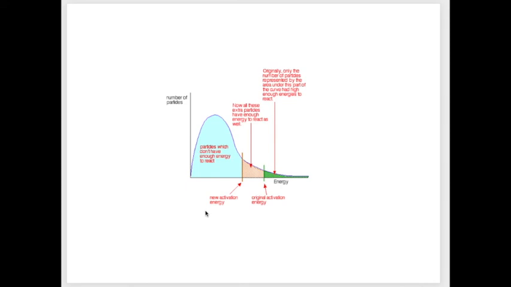This new activation energy is with a catalyst. So now you see that the catalyst has shifted the energy threshold down, lowered the activation energy. Now, of course, we have more particles. All of these particles have sufficient energy to react, overcome the activation energy threshold, which has been lowered, and take part in the reaction to form an activated complex and get over the activation energy bump, so to speak.